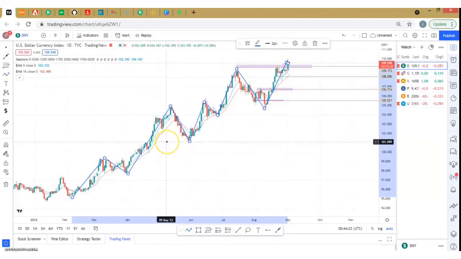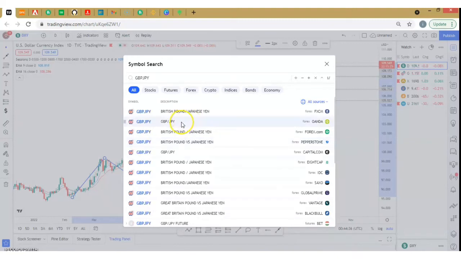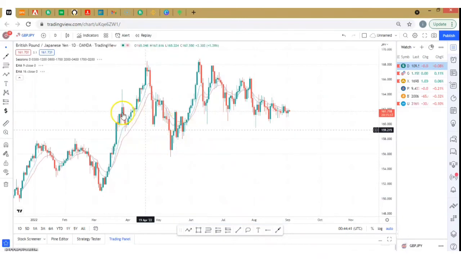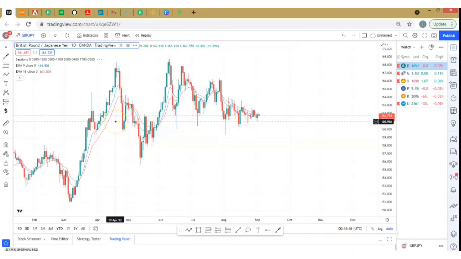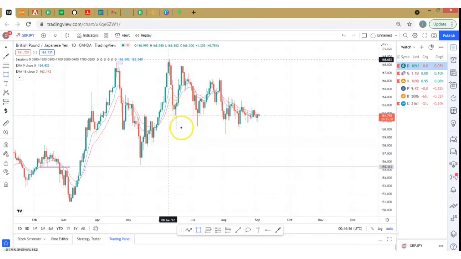So the next pair we'll go to is the pound, the GBP JPY, to see a consolidation phase. So yeah, guys, give me a minute. Yeah. So guys, if you look carefully at this chart, this is a daily time frame. The GBP JPY, and guess what the market has been doing? The market has been confused. It has been really confused.